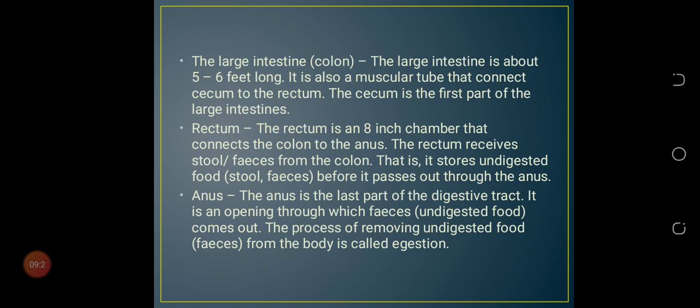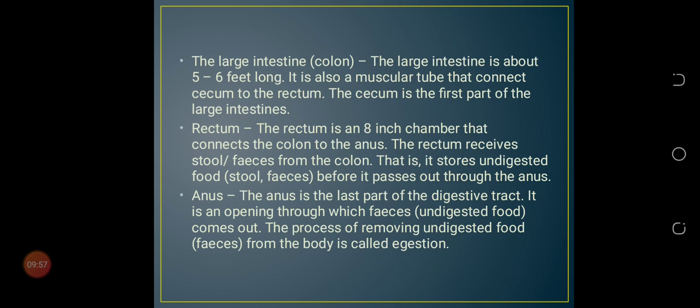So after the food has been digested in the stomach, it goes into the small intestine. The small intestine is divided into three segments: the ileum, the jejunum, and the duodenum. The duodenum helps in breaking down the food. The ileum and the jejunum absorb the nutrients in the food into the bloodstream.